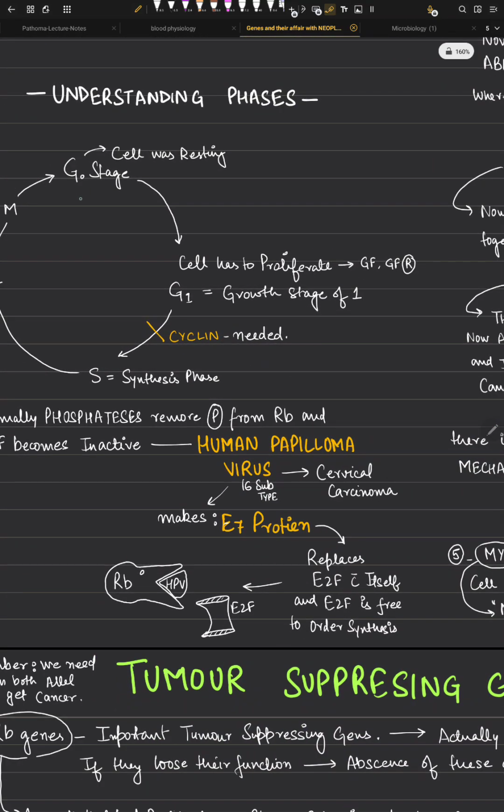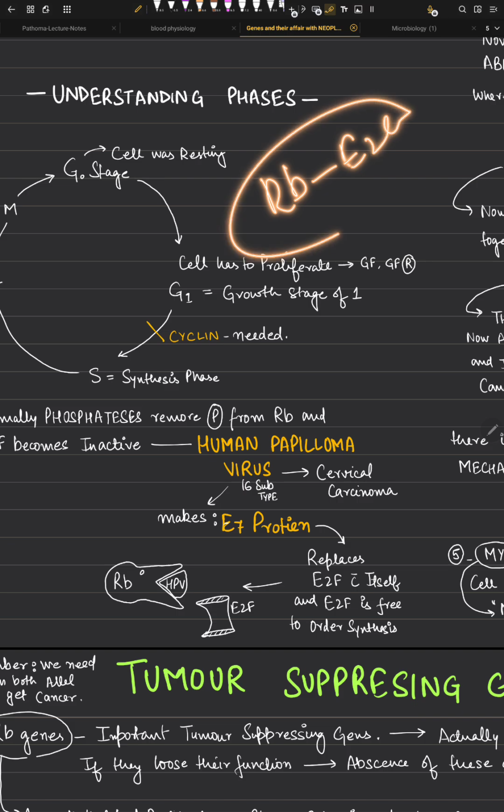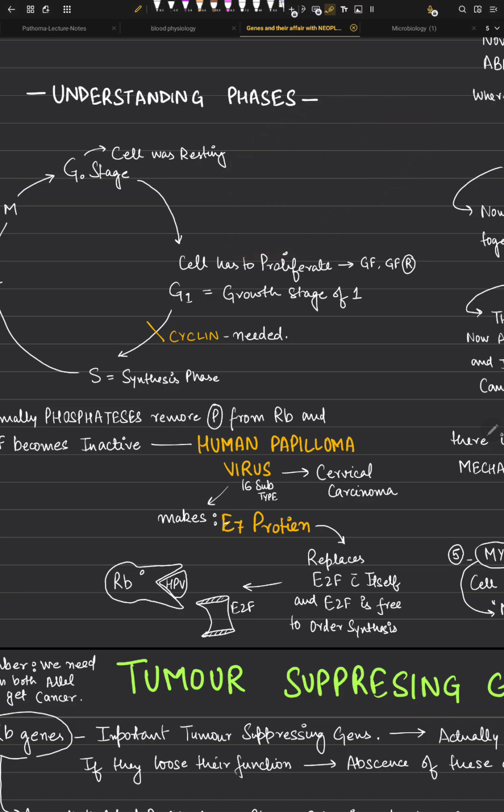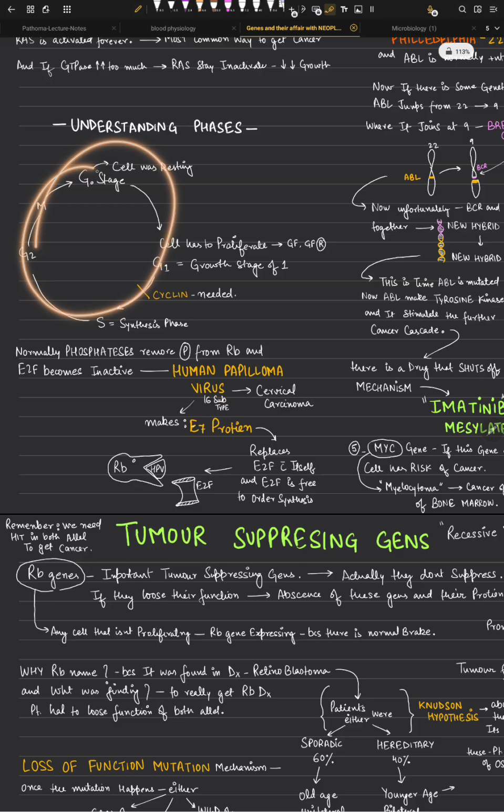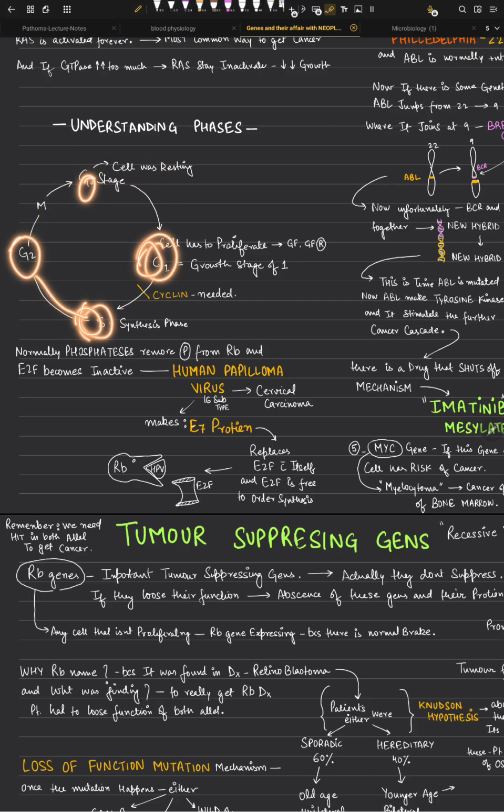That's it. So we have G null, that is the G0 phase. The cell is resting here. And then we have G1, that's growth stage number 1. Here the cell has to proliferate, right? Growth factor binds with growth factor receptors. Now cyclin is needed. Then cyclin goes to cyclin kinase, and then the whole story. And then RB protein lets go of E2F. From G0 it goes to G1, from G1 it goes to synthesis, and then synthesis to G2, and then M, right?